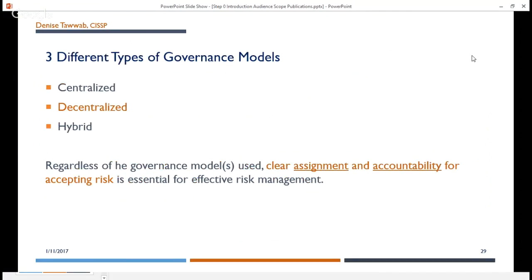Okay, there are three types of governance models: centralized, decentralized, and hybrid. And no matter what the governance model is, you have to have a clear assignment and accountability for accepting risk. Somebody has to clearly be assigned the responsibility for risk and be held accountable for accepting the risk. Keep that in mind.